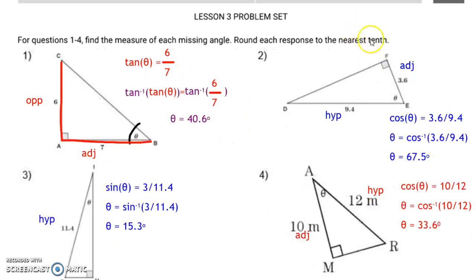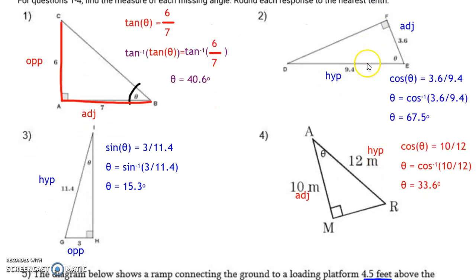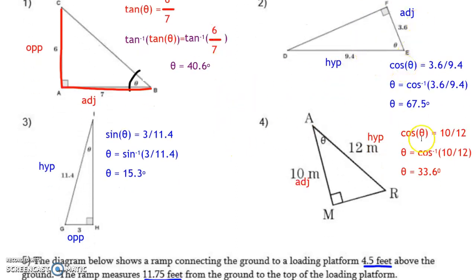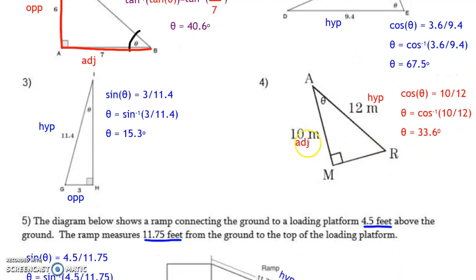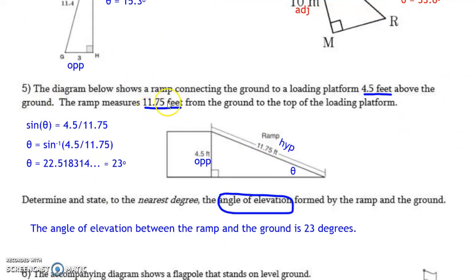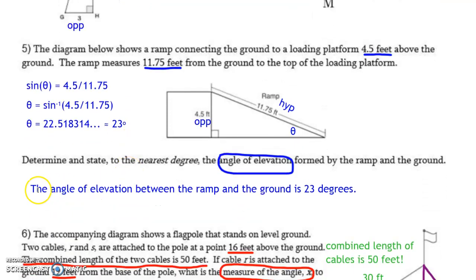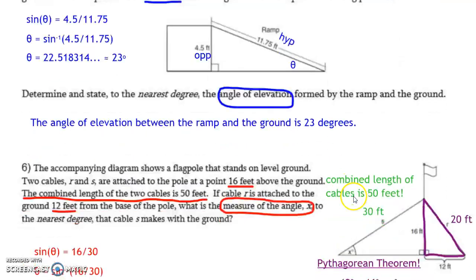We rounded all of them to the nearest tenth because that's what it asked us to do. And we used cosine twice. We used cosine once here and once here because both of these were adjacent over hypotenuse. For number 5, it gave us a real-world style problem. It talked to us about this ramp. The ramp has a hypotenuse and an opposite, which means we're going to use sine of theta. We use the inverse of sine to find that theta is equal to 22.51, etc., which rounds up to 23 degrees. And remember, we're using a little sentence to summarize the problem.